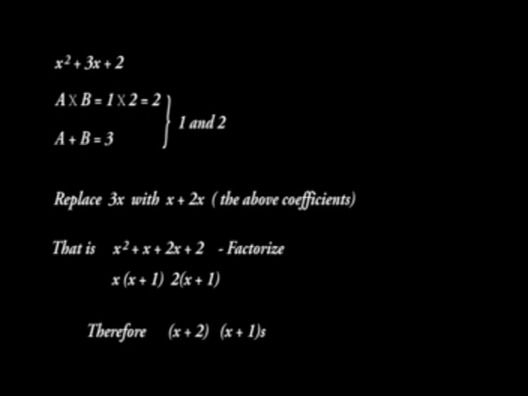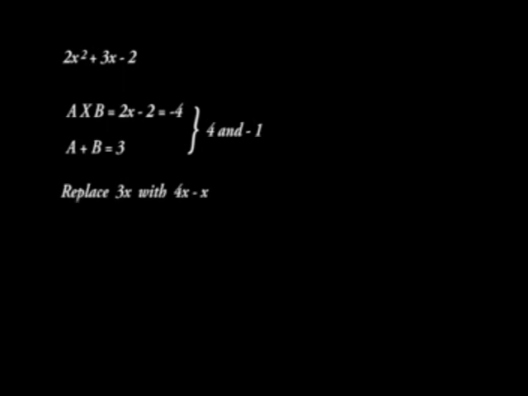These are the factors of the expression x squared plus 3x plus 2. Another example, 2x squared plus 3x minus 2. a times b is equal to 2 times minus 2, which is minus 4. a plus b is equal to 3. a and b are 4 and minus 1.